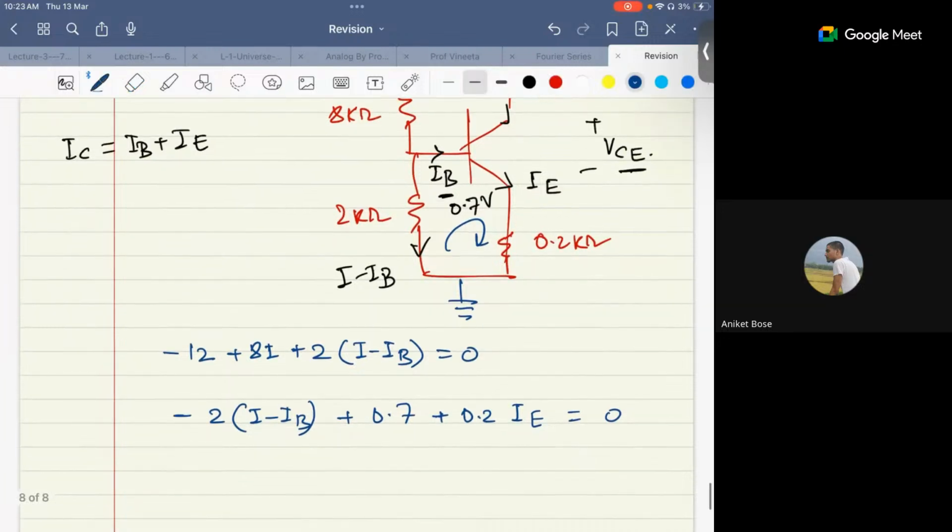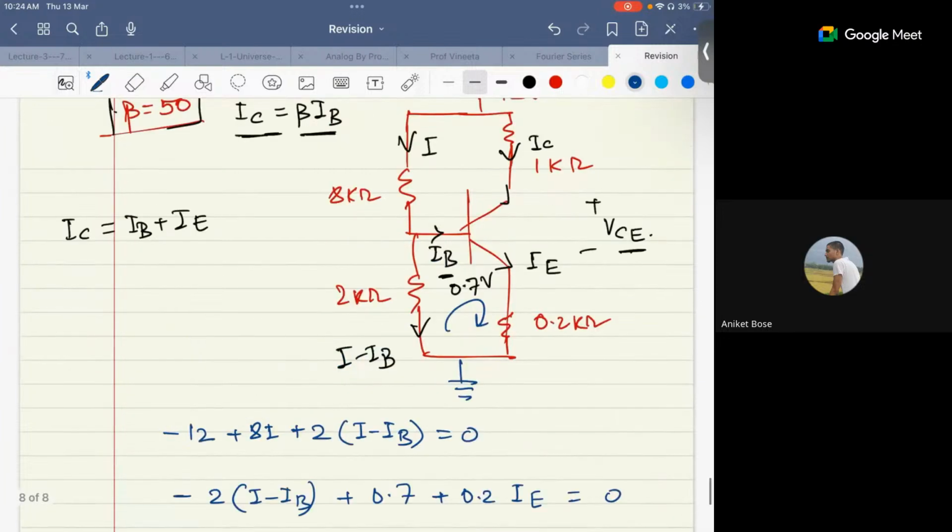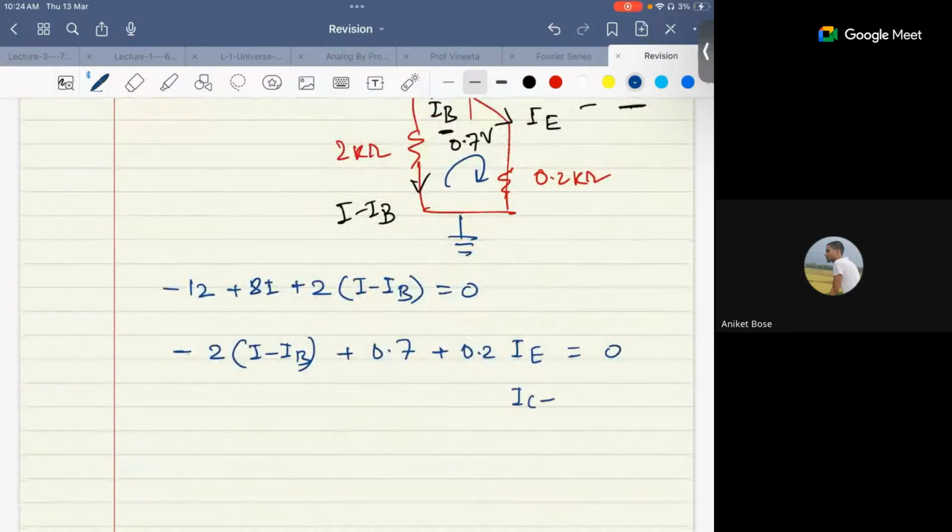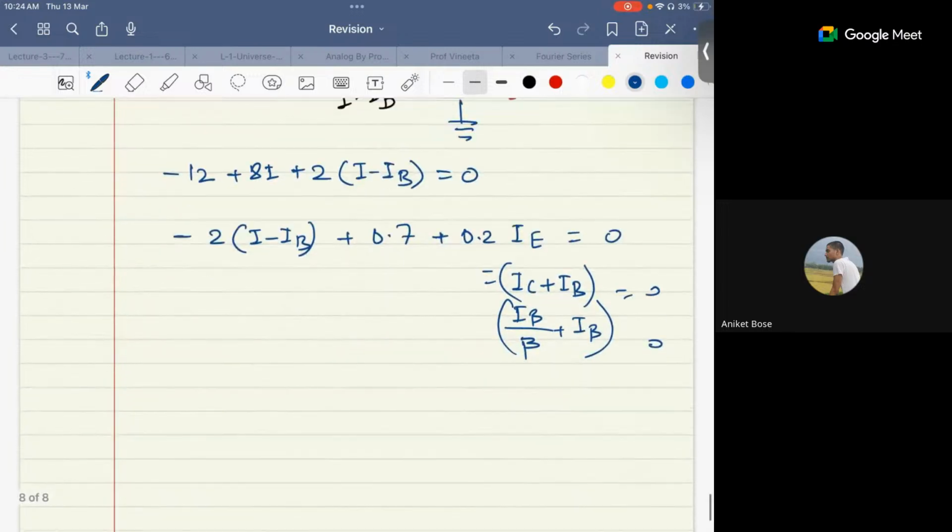IE is equal to IB plus IC, and IC is equal to beta times IB. So IE is equal to (1 plus beta) times IB, right? And this you can write as IE equals IC plus IB, and IC you can write as IB upon beta... no, IB times beta, so IE is beta IB plus IB, correct? Equals 0. So again, you'll be having two equations in terms of I and IB, right? Beta you already know, right?